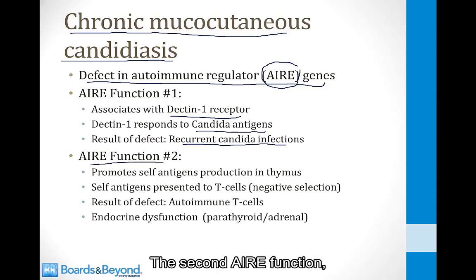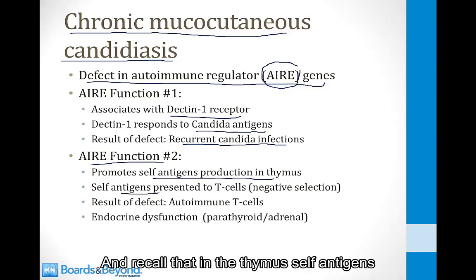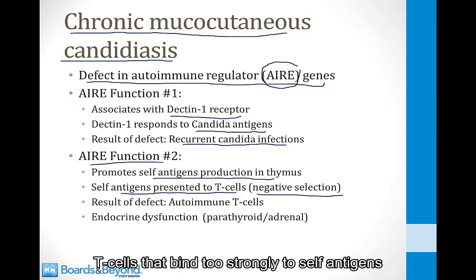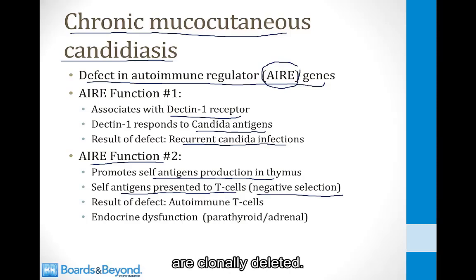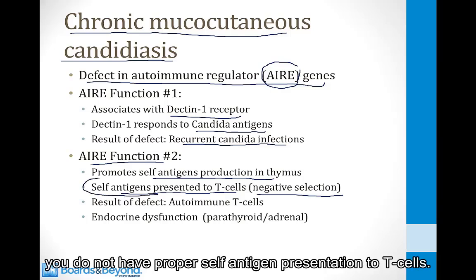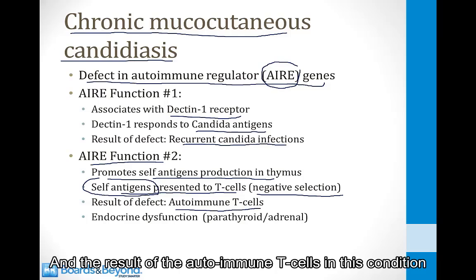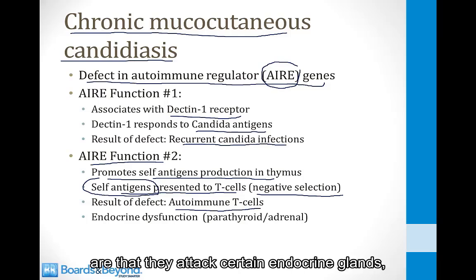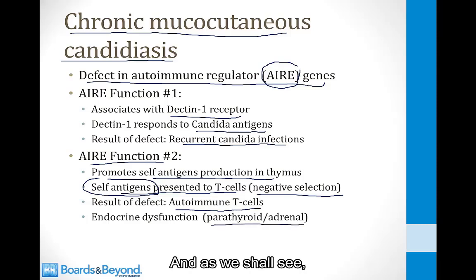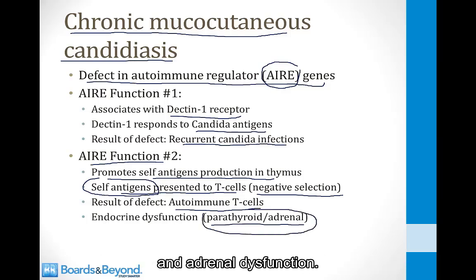The second AIR function is that they promote self-antigen production in the thymus, and recall that in the thymus, self-antigens are presented to T cells. This is part of the process of negative selection. T cells that bind too strongly to self-antigens are clonally deleted. So as a result of AIR gene dysfunction, you do not have proper self-antigen presentation to T cells, and as a result, you can have autoimmune T cells that develop. And the result of the autoimmune T cells in this condition are that they attack certain endocrine glands, especially the parathyroid and adrenal glands. And as we shall see, people who get these recurrent candidal infections from this disorder also have problems with parathyroid and adrenal dysfunction.